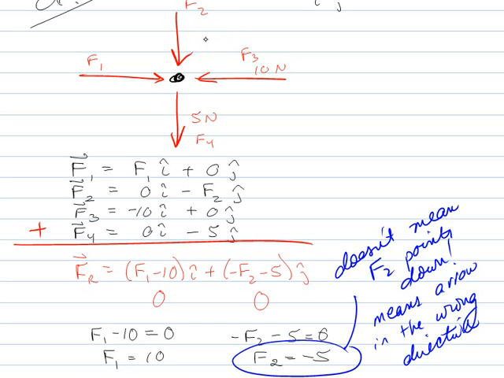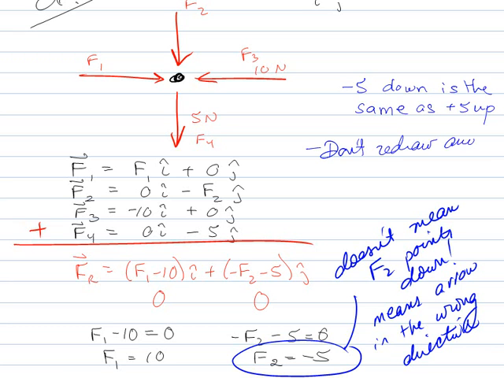So the idea is negative 5 down is the same as plus 5 up. Okay? I'm also going to tell you, don't redraw your arrows. If this happens, just get in the habit of dealing with those negative numbers, because eventually you're going to run into the same problem in circuits where you're going to say, oh, the current's going this way, and it turns out it goes this way, so you get negative values for current.